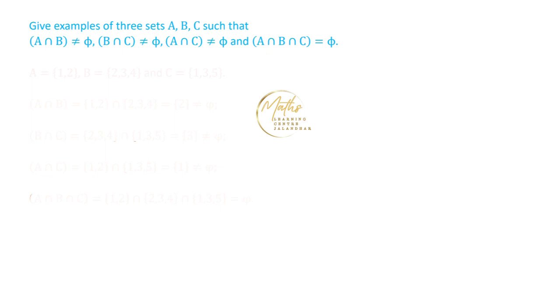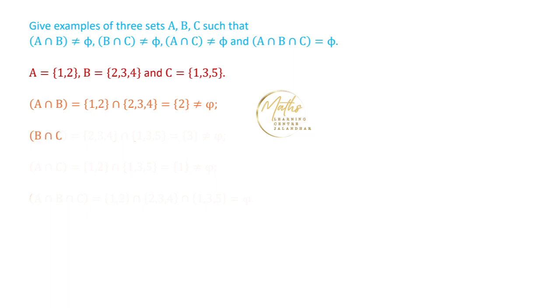Suppose the set A has elements 1, 2. The set B has elements 2, 3 and 4. And set C has elements 1, 3, 5. Now if we calculate the value of A intersection B, element 2 is present in A, element 2 is present in B. It means that A intersection B is a singleton set with element 2. So it is not equal to the empty set.